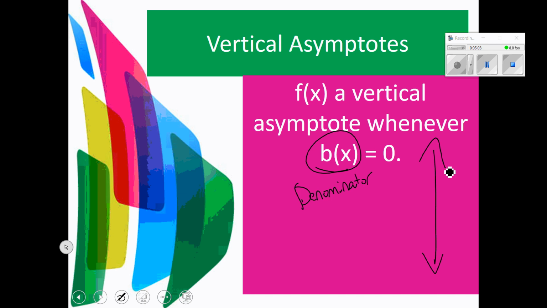So this one's going to feel a little more like home because we've addressed it, but you have to look at the denominator. Okay, what makes the denominator 0?